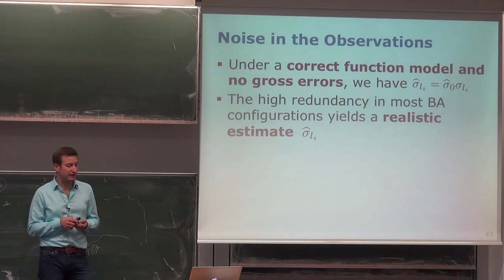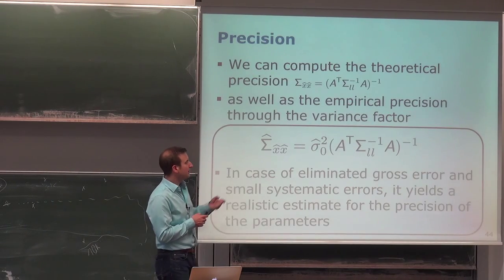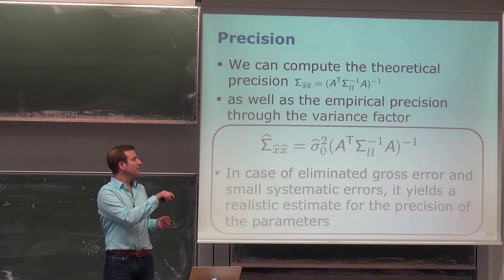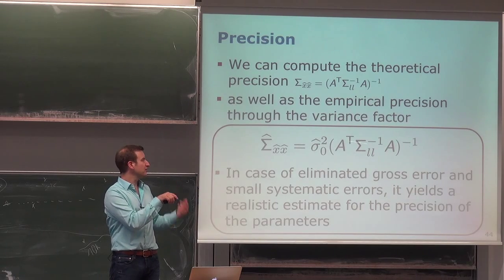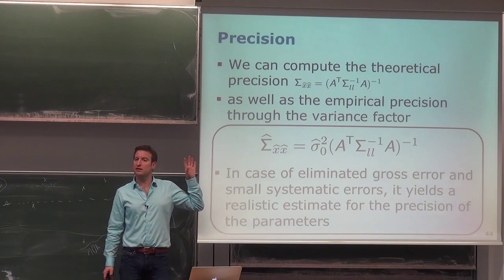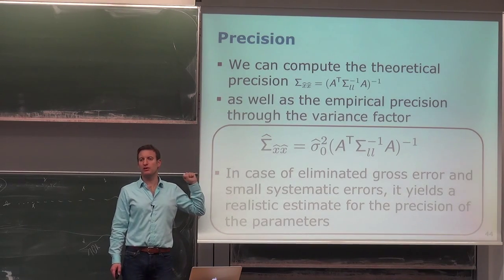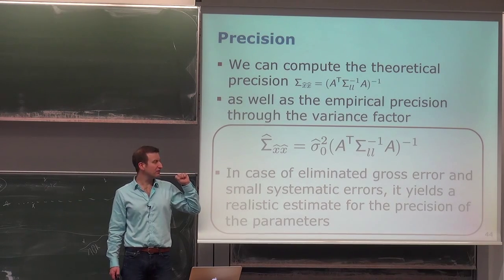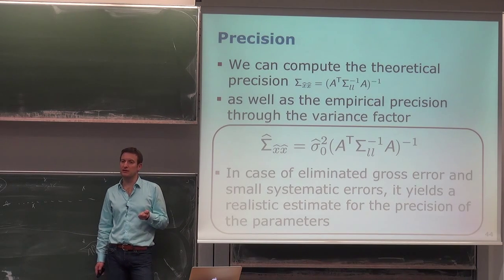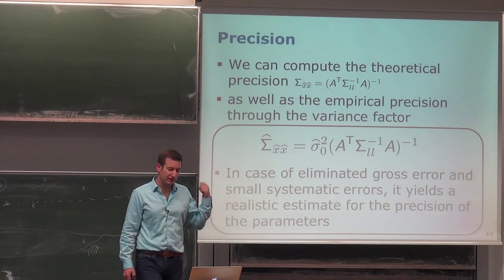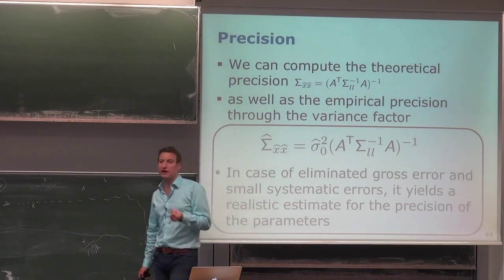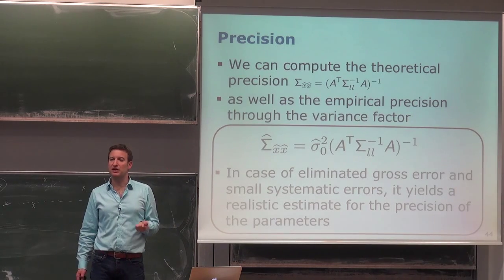Once I have this variance factor, I can estimate the uncertainty in my parameters by relating the uncertainty in my observations through the normal equation to the uncertainty in my parameters. And if there are no or just a small number of gross errors in my observations, especially given that I have a large number of observations, this is typically a realistic estimate. If I have a large number of observations free of outliers, the precision that I obtain is a realistic estimate of the results that I computed.